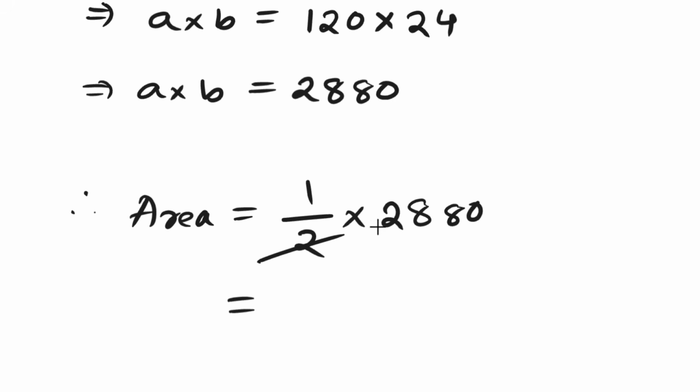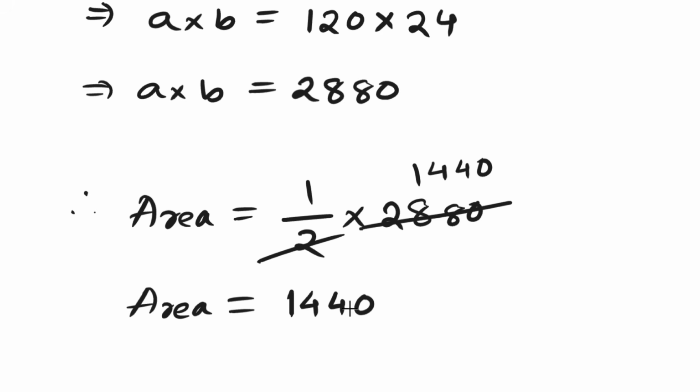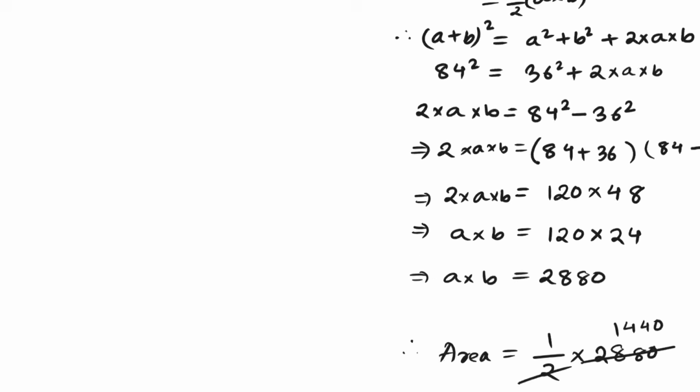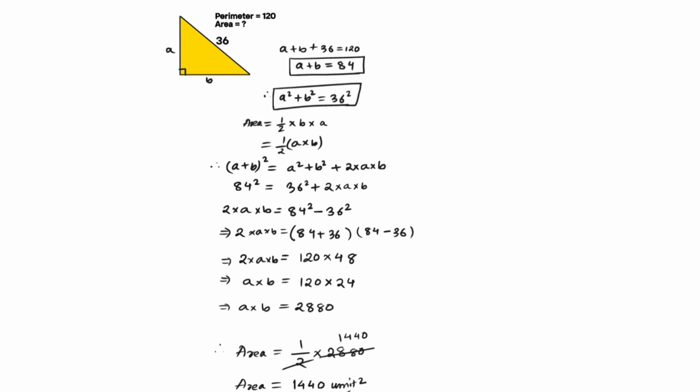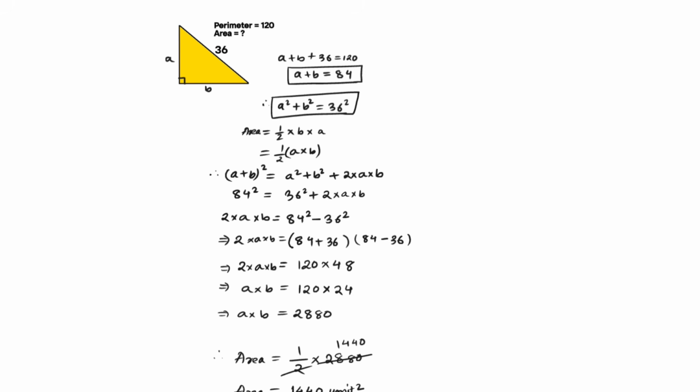Dividing by 2 gives 1,440. Therefore, the exact area of the triangle is 1,440 square units. Notice how we found the area without ever calculating the individual side lengths. That's the power of combining geometry with a clever algebra identity.